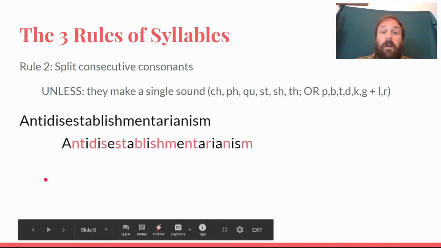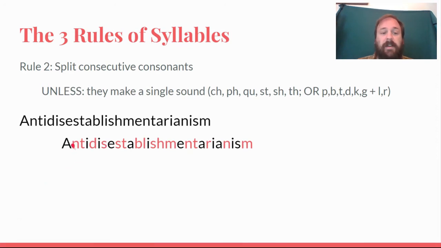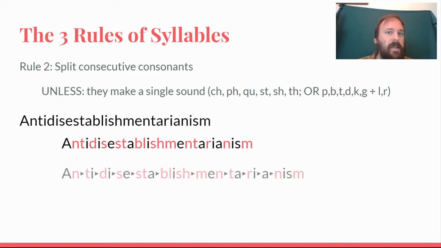In here, we have lots of consecutive consonants: NT, ST, BL, SHM, NT. We've got a couple of those in there. Let's see if we have any of these protected ones that make a single sound. And we do. We have 3. So these 3 examples cannot be split. They stick together. Taking that under advisement, let's see if we can do this.